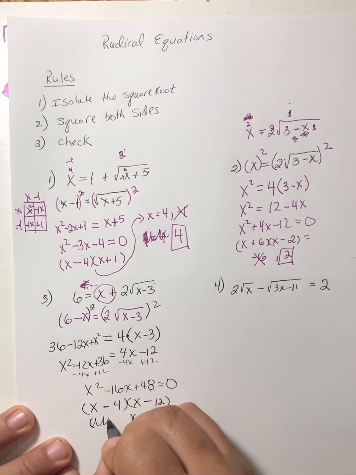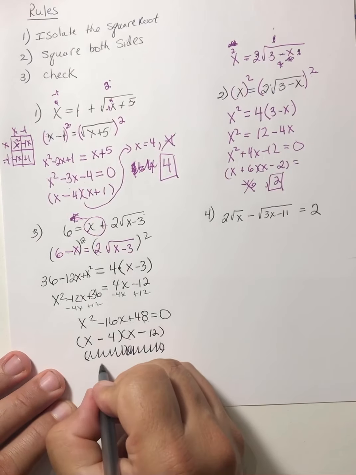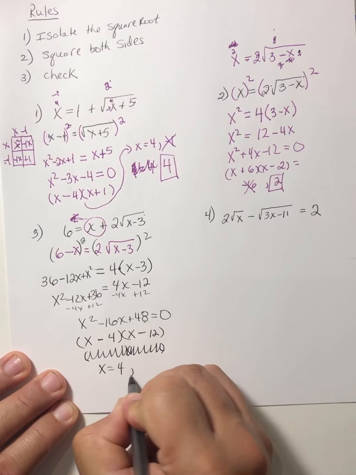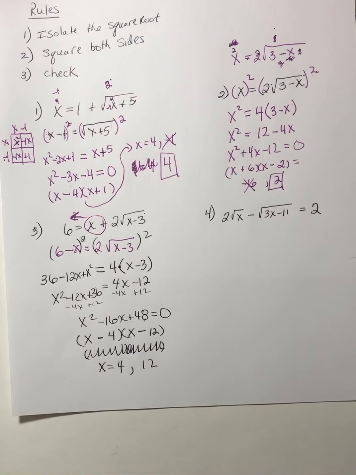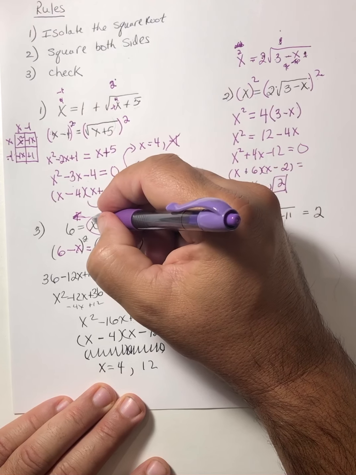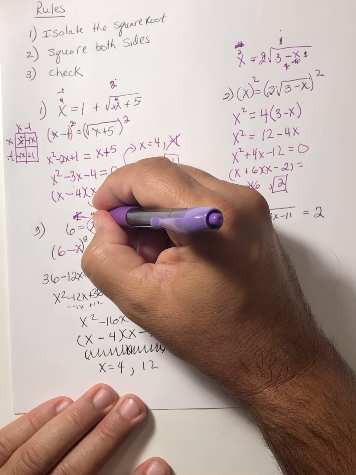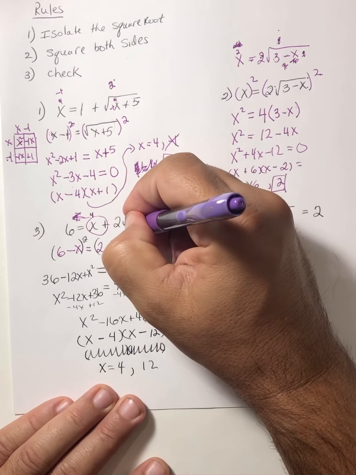Oh, what am I doing? Here, let me slide this up. So I have x equals 4 and a 12. So remember, these are your potentials. Now we have to check. All right, so check. Start with a 4. Let's see, I'll put the 4 right here. It's getting a little messy on my paper here. Put the 4 right there.